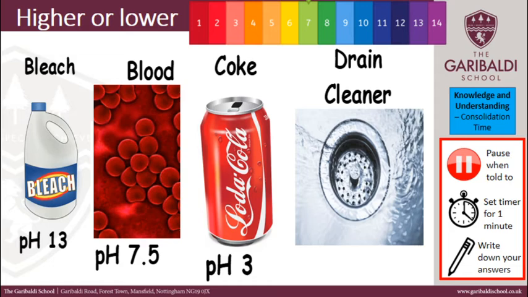Now we're moving on to drain cleaner. Higher or lower pH? It is actually extremely strongly alkali. If you look on the pH scale, it is purple. So it's actually hazardous as well. Because remember, strong alkalis and strong acids are hazardous. They are corrosive. They will eat metal.